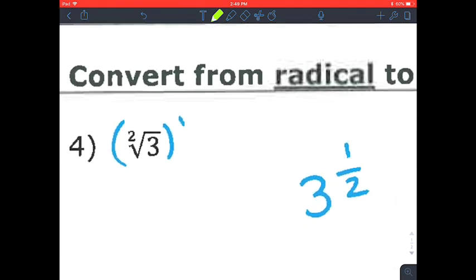So they're giving me the radical form, and this time it doesn't look like I've raised something to a power, but remember that I can take anything and raise it to the power of 1. My root is going to stay down on the bottom, and then I have that 1 sitting on top. So this square root, because it's index of 2, turns into 3 to the 1/2 power.